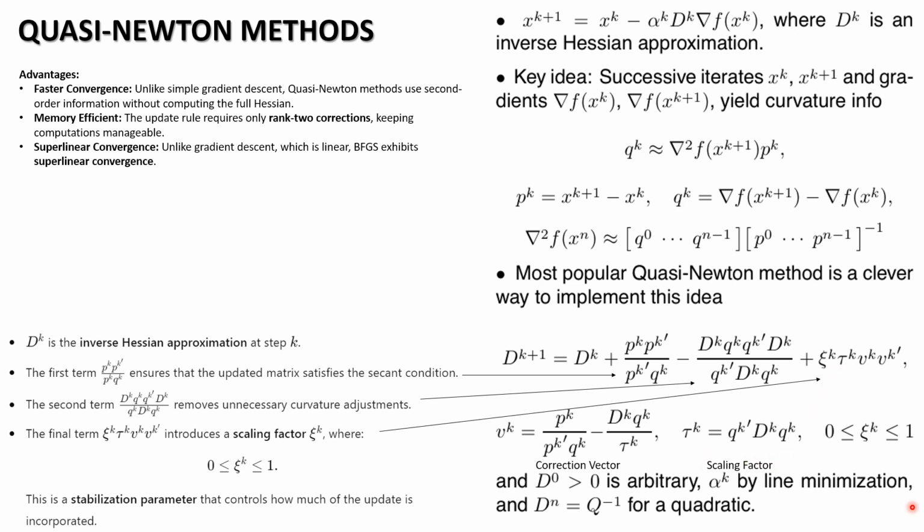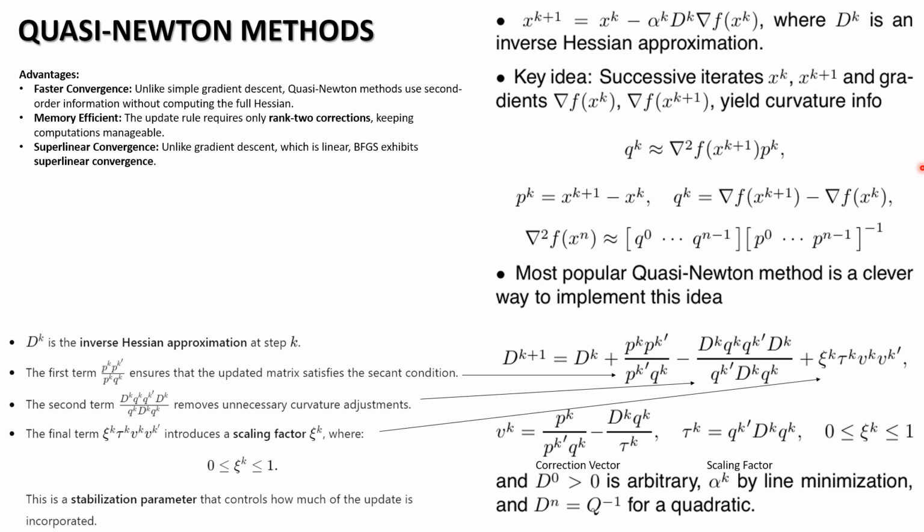The initial approximation d0 is usually set to a positive definite matrix, sorry, a positive definite matrix. The step size alpha is determined by line search to ensure sufficient descent. For quadratic functions, the final inverse Hessian approximation satisfies dn is equal to the inverse matrix Q. This means that after n iterations, the exact inverse Hessian is recovered.